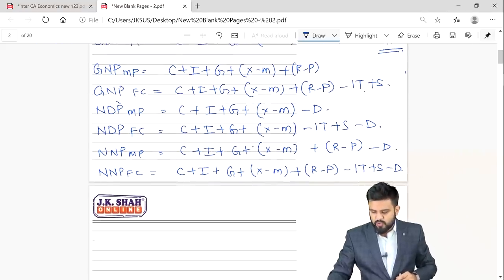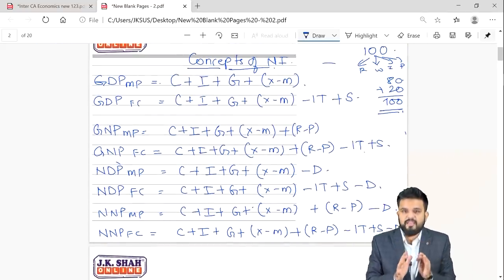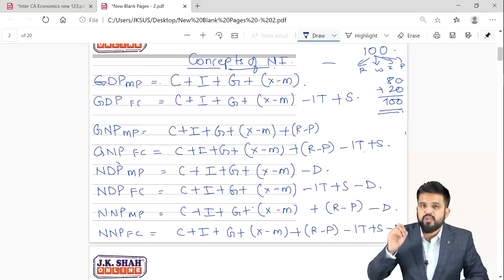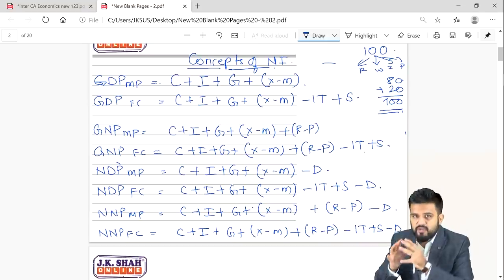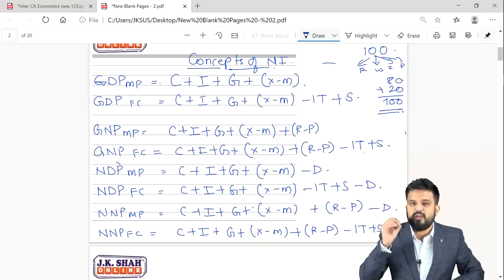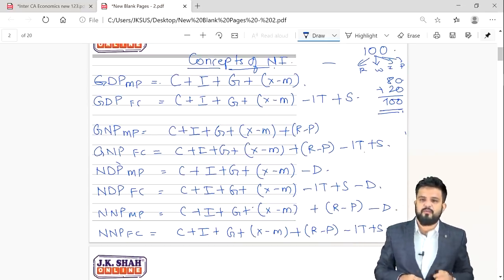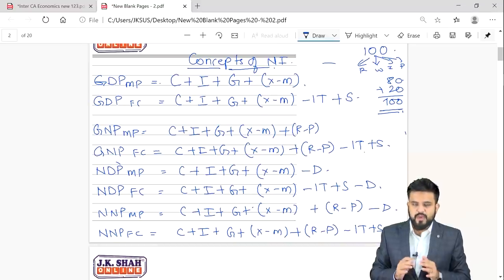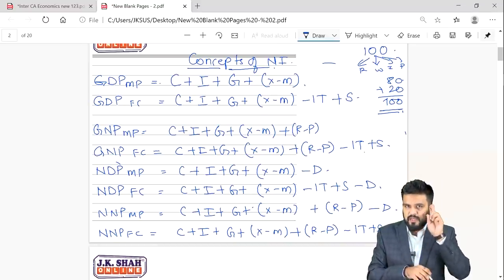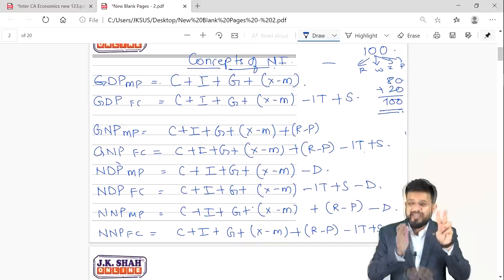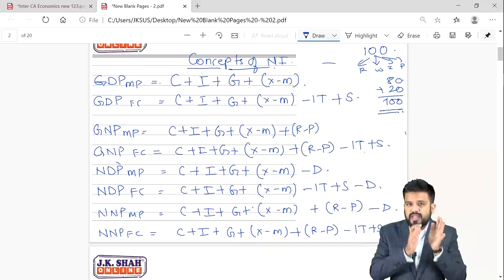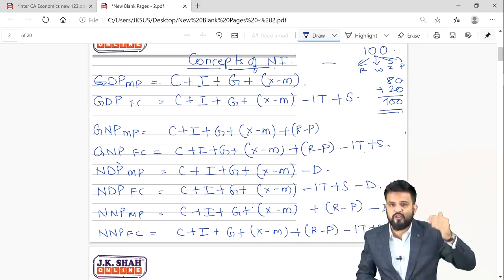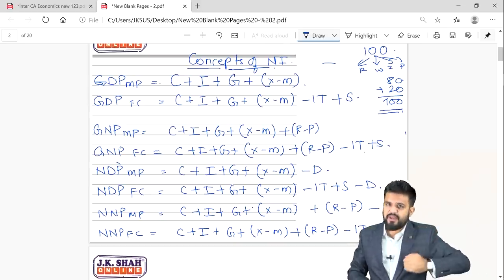So students, this was a very basic formula. Please, you need to understand it, learn it by heart, do whatever you want, because without this you won't be able to solve numerical sums based on national income or GDP. So these were four concepts which I discussed: GDP, gross domestic product; GNP, gross national product; net domestic product; and the fourth was net national product. So first MP, then FC; MP, then FC.